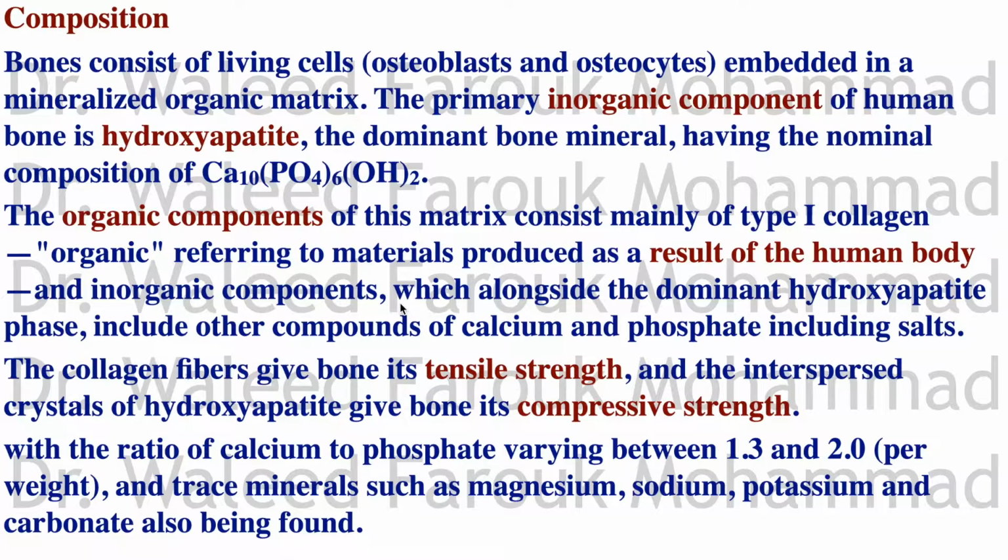The organic components of the matrix, mainly type 1 collagen, and the word organic here refers to any materials that are produced as a result of the human body metabolism. The inorganic components, along with the hydroxyapatite salts, include other compounds of calcium and phosphate, including salts.